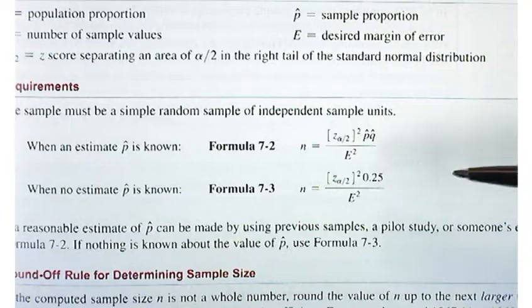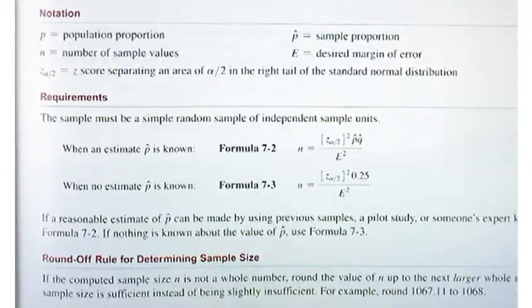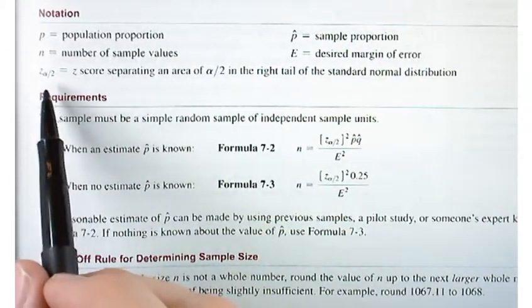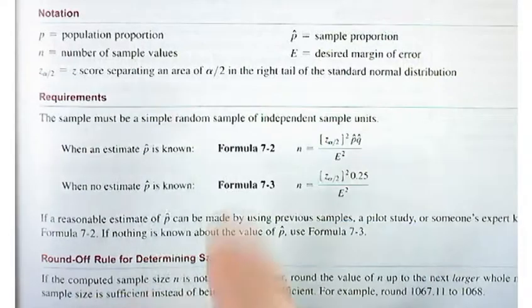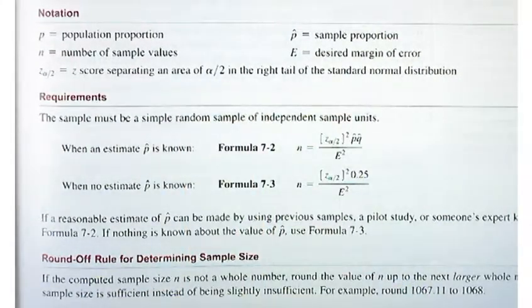The one thing you have to be careful of is knowing what z sub alpha over 2 is. The rest of these things I think we understand. But z sub alpha over 2 is the z-score that puts alpha over 2 of the area in the right tail of a standard normal curve. So let me draw that for you so that you have a nice visual.